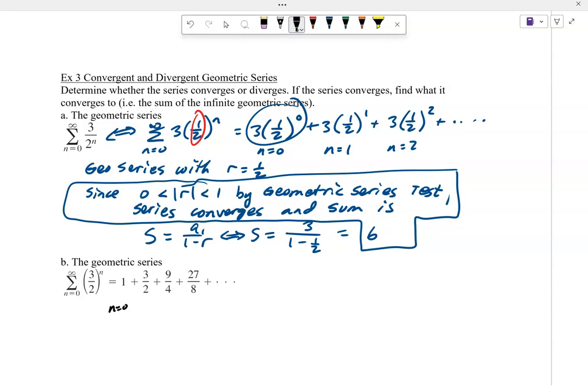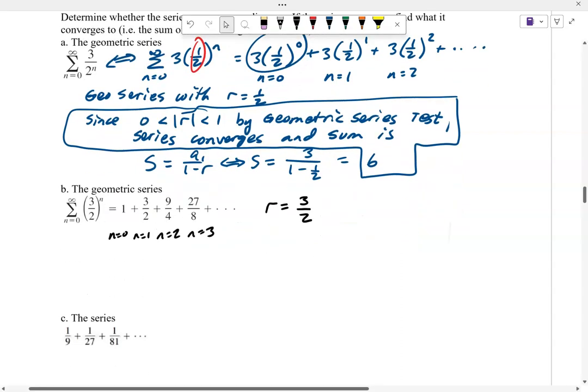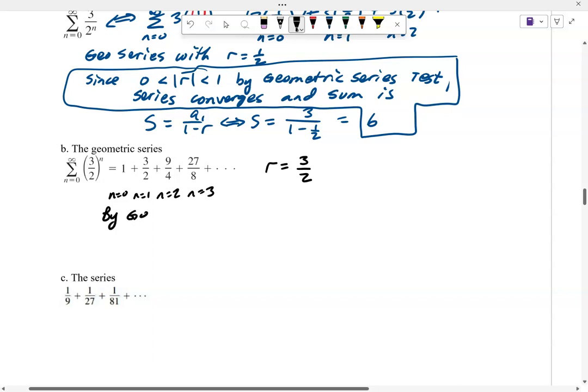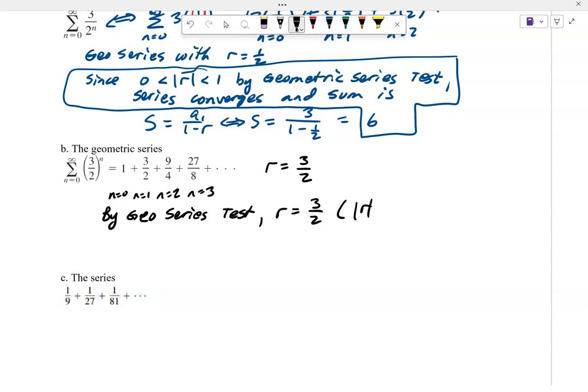This is for n being 0, n being 1, n being 2, n being 3. Can you see how you're multiplying by 3 halves every time? So your common ratio here, this is another geometric series. As I told you, these are all geometric series that we're looking at. And the common ratio here is 3 halves. So then I say, well, by the geometric series test, our r is 3 halves. So the absolute value is greater than or equal to 1. If the common ratio is greater than or equal to 1, then the series diverges. Series diverges.